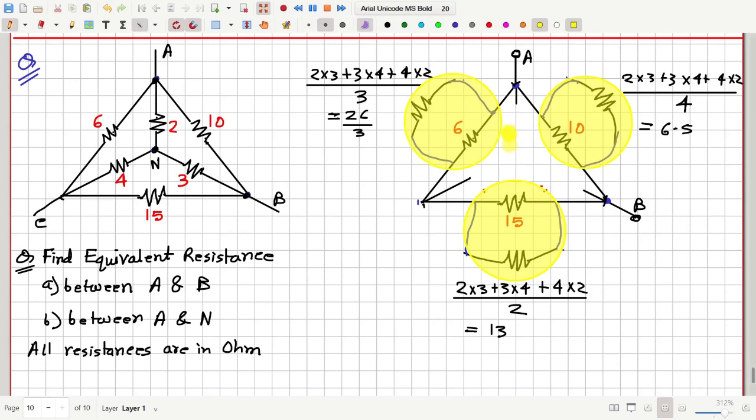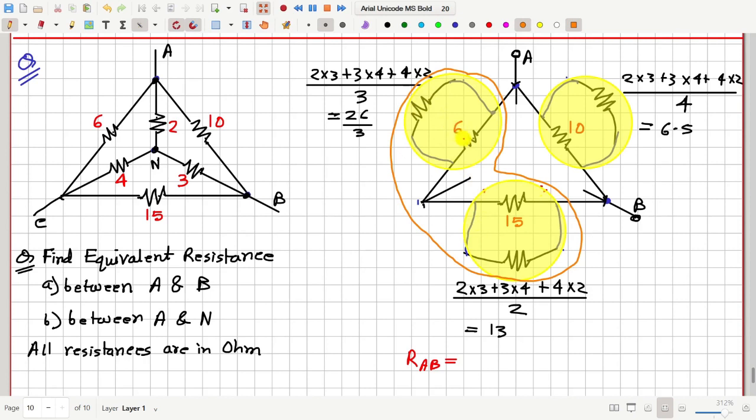Now we have to find the resistance from A to B. So how much will that be? R AB will be this two in parallel plus this two in parallel, so they are in series. That means these two blocks are in series, and then finally this third combination is in parallel with the rest of the circuit.